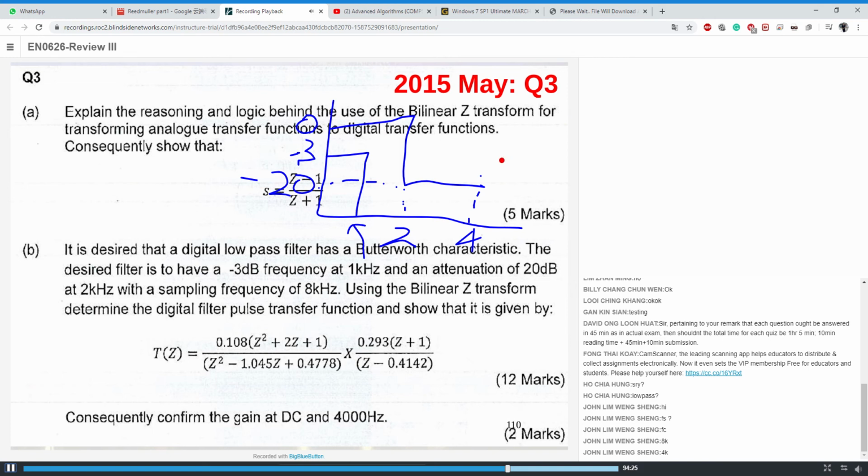Okay, so now, first step, I need to convert these two values into analog by using the tangent. Can you try to do some calculation? Convert this 1K and 2K into analog by using the tangent formula.